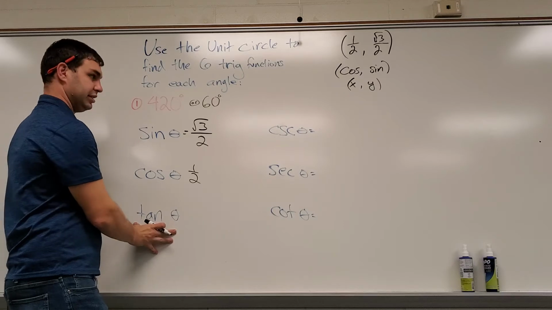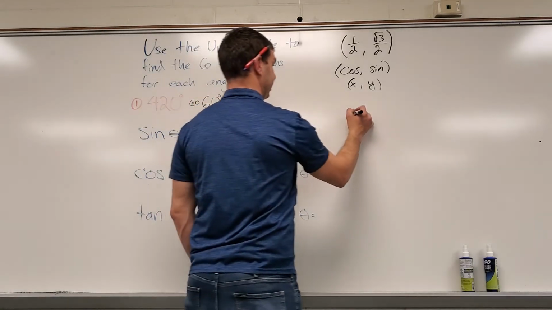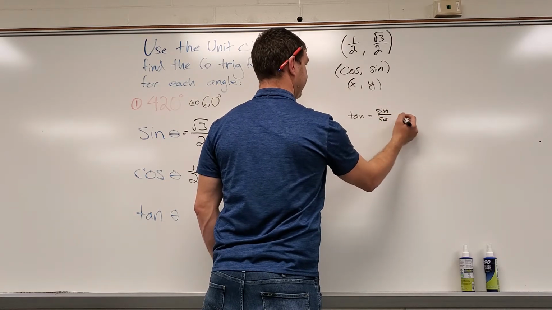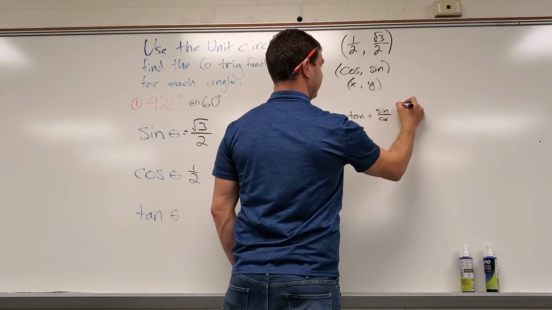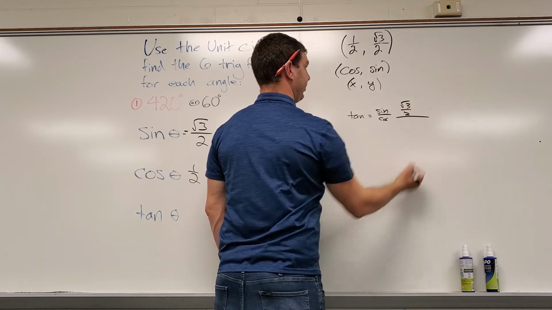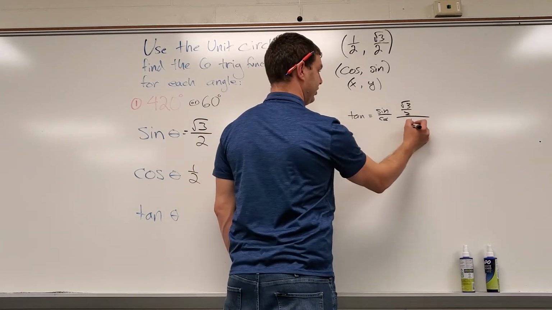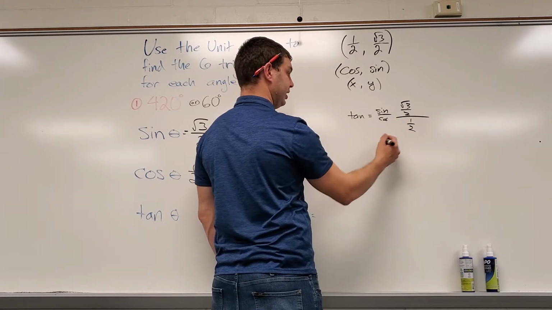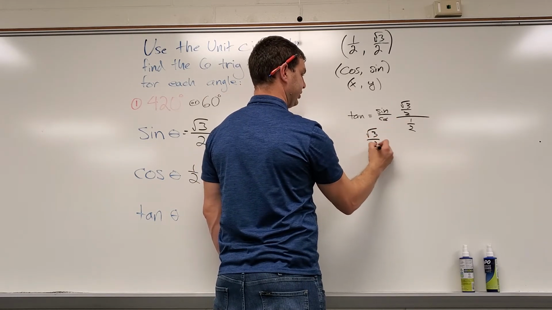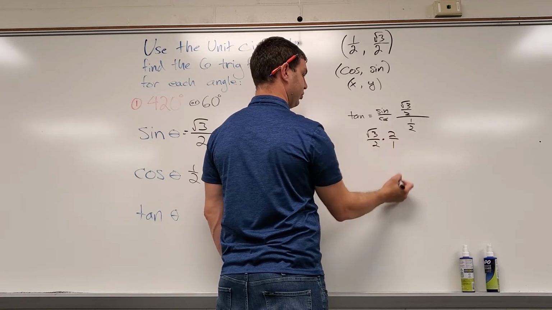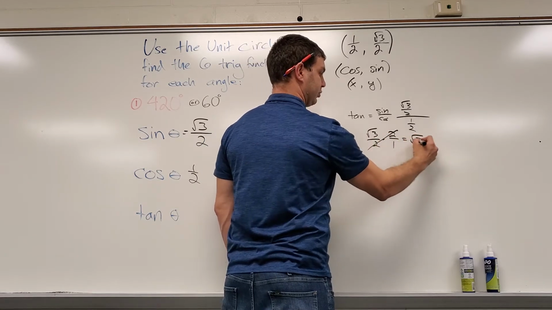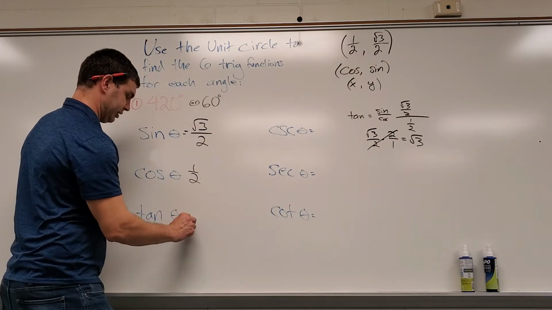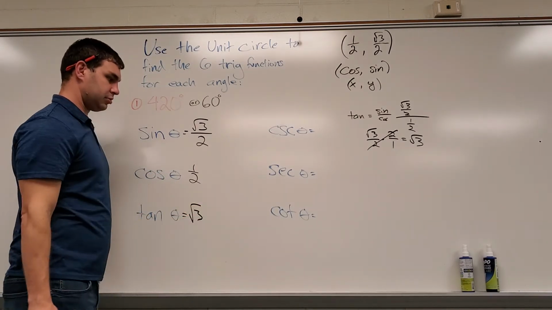Now tangent is going to be sine over cosine. Tangent equals sine of theta over cosine of theta. In our case, sine is the square root of 3 over 2 divided by cosine, which is 1/2. So if I keep this, change and flip, we're going to have a square root of 3 over 2 times 2 over 1. The 2's cancel, this is just going to give us a square root of 3. So tangent of theta is the square root of 3.